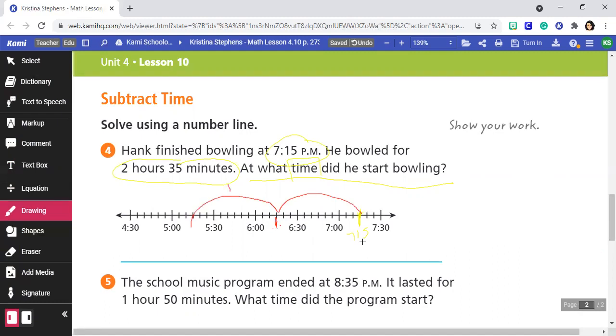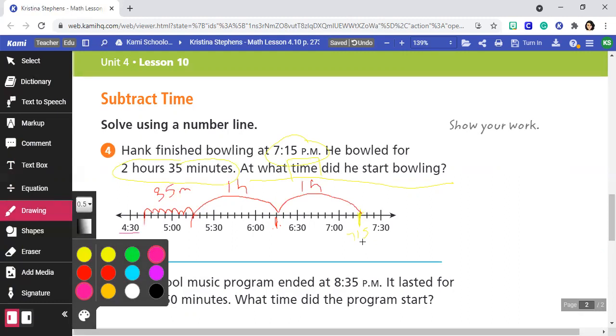And 2 hours. And so I want to annotate 1 hour, 1 hour. Now we want to do 35 minutes. 5, 10, 15, 20, 25, 30, 35. And I'm going to put 35 minutes up here on top. What time did he start bowling? Well, I'm going to use 4:30 as my landmark number. 4:30, 4:35, 4:40.